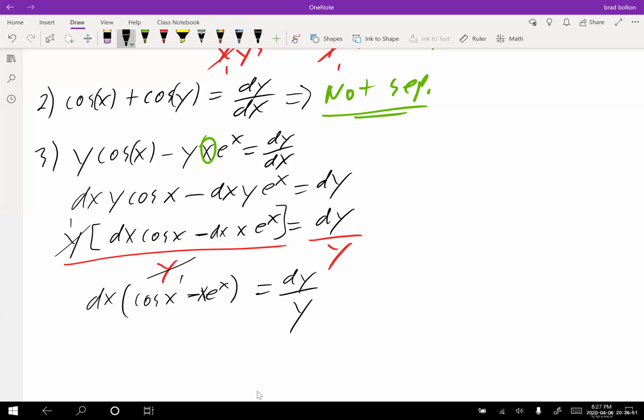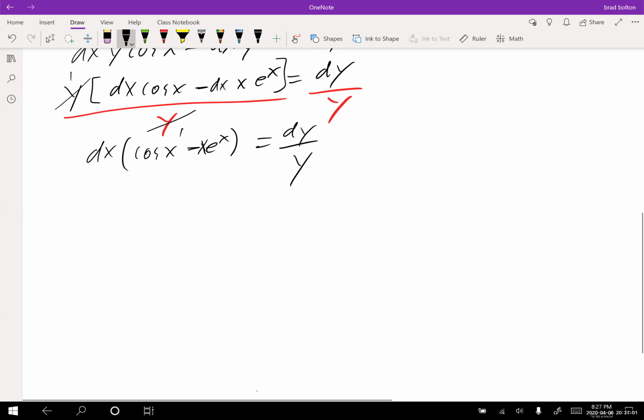So we did separate it. We got the dy and the dx in the numerator, and we got all the x's on one side and all the y's on the other. Okay, and we got them to go along with each other. So this is what it means to be separable.